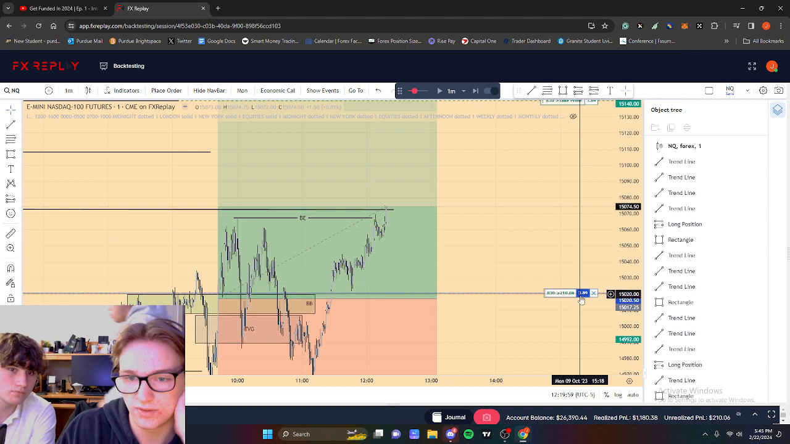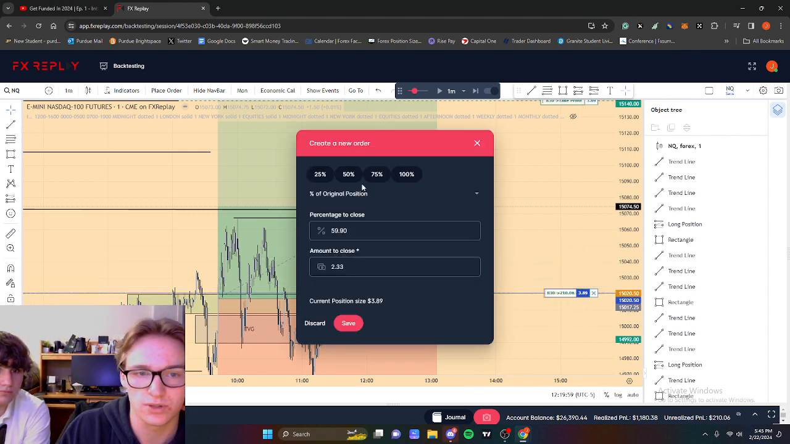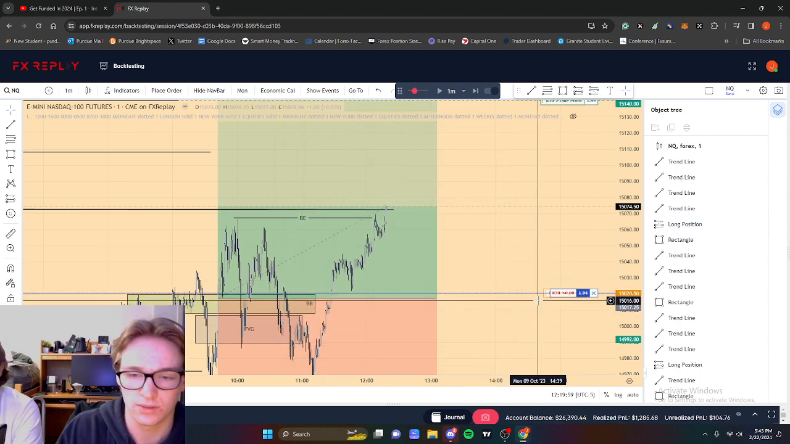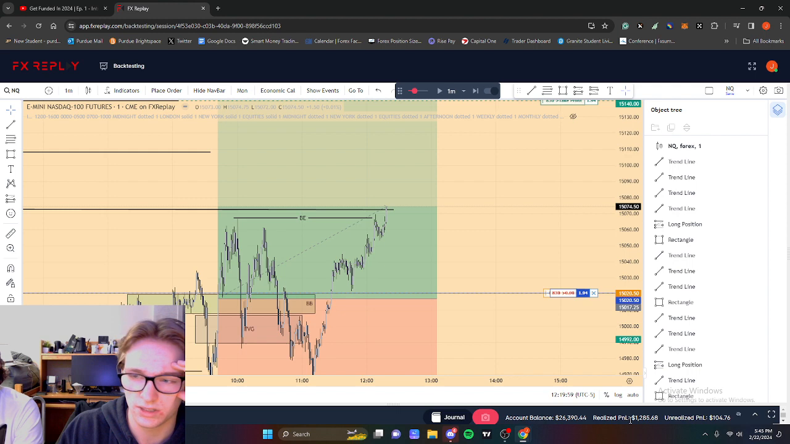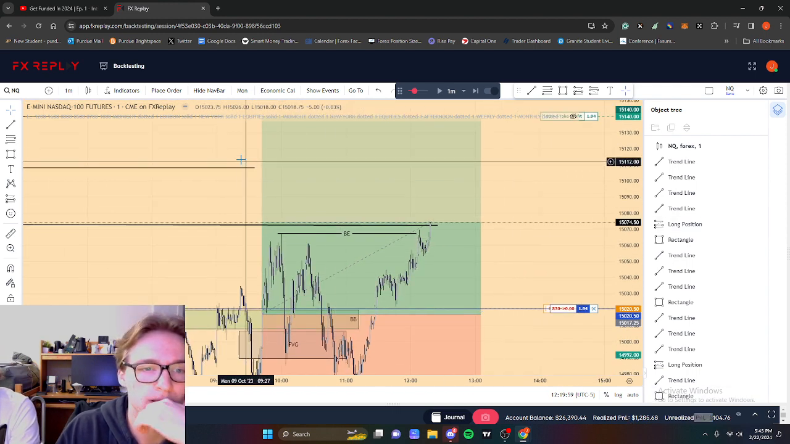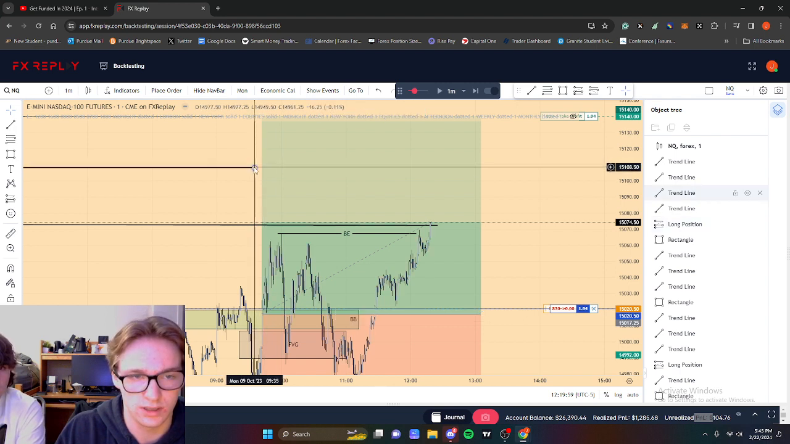I would close out 50% of my position at TP1. So we go right here, create new order, 50% of original position, press save, and then it closes out 50%. And then you can see your realized P&L down here, your unrealized. And then our TP2 would be right here.